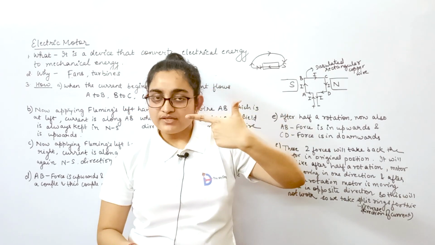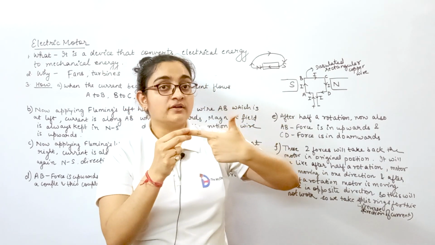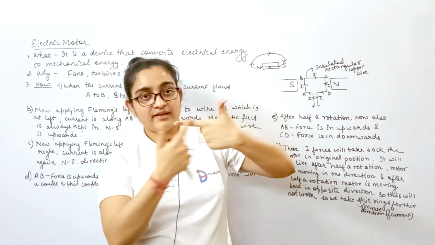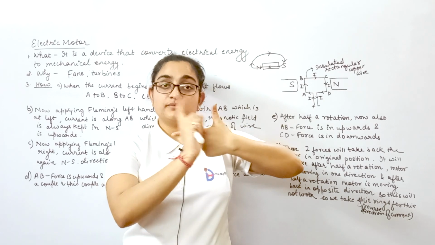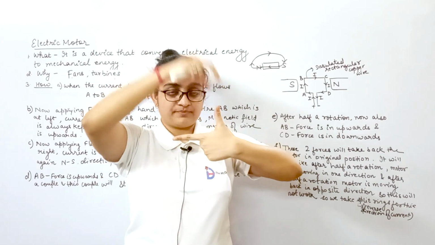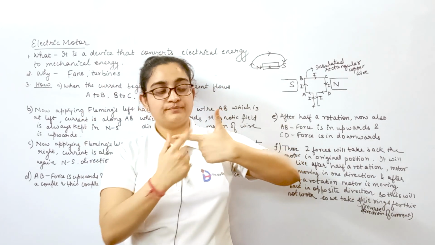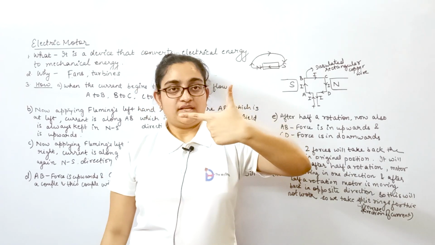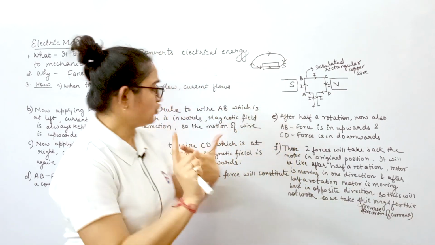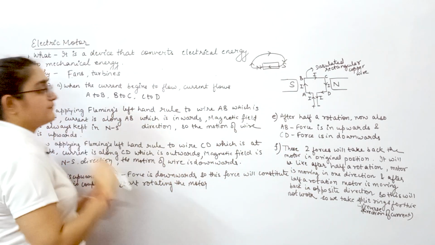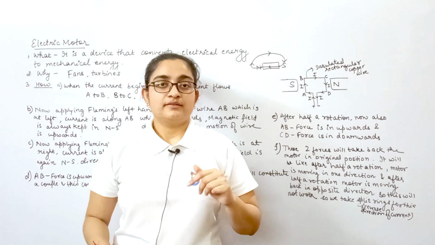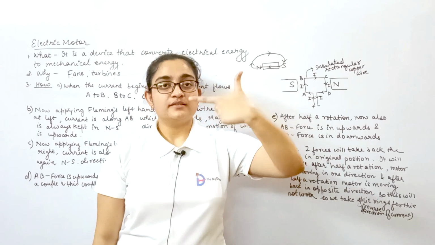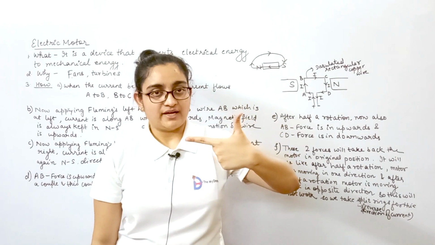So current is inwards. Forefinger is for the magnetic field, north to south, in this way. What about the force? It is upwards as per Fleming's left-hand rule. This thumb is for the force in this way. So the motion of wire is upwards. Clear? This is how we apply Fleming's left-hand rule.